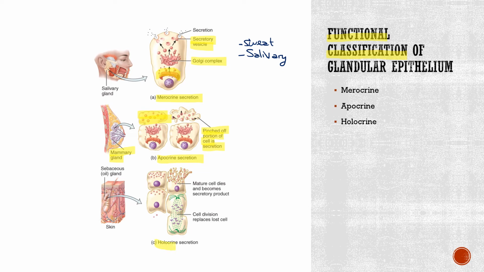Then we have holocrine secretion. Cells that undergo holocrine secretion will accumulate a secretory product in their cytosol. And then as the cell matures, it will rupture and the entire cell becomes the secretory product. Since that whole cell ruptures, the secretion contains large amounts of lipids from the plasma membrane and cellular membranes. So this occurs in the sebaceous glands or the oil glands in the skin.